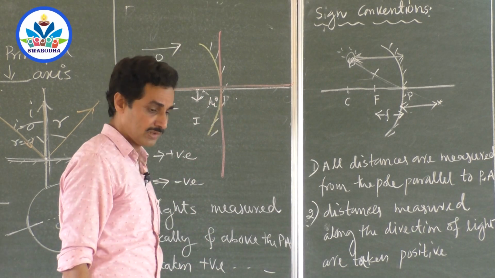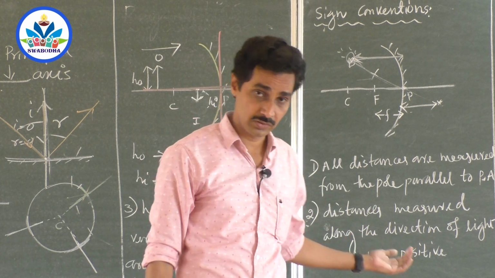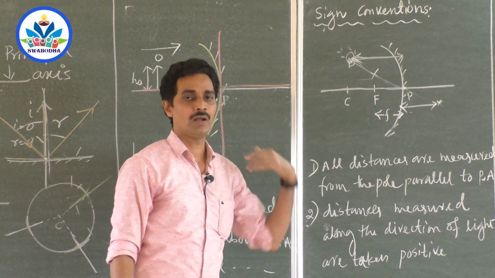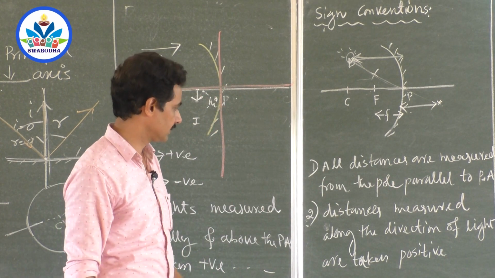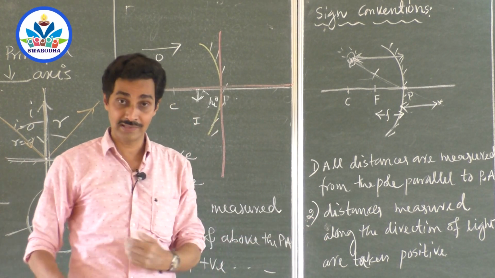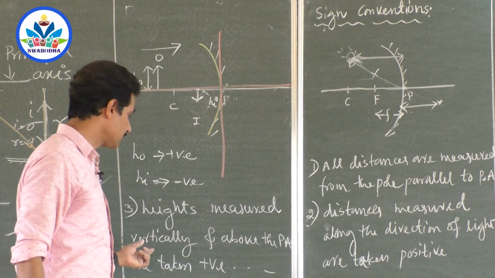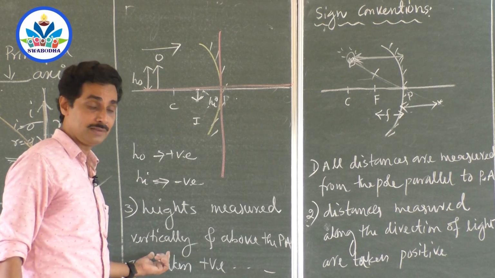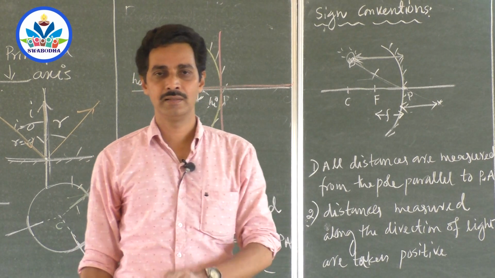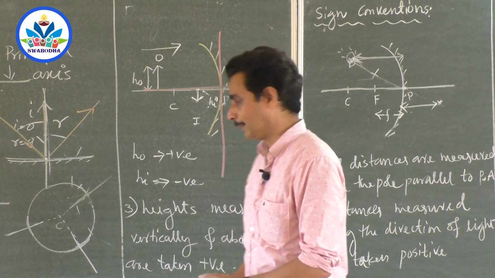So the 3 sign conventions used in reflection, we use them in refraction also. All distances are measured from the pole of the mirror along the principal axis, parallel to the principal axis. Distances measured along the direction of light are taken positive, distances measured opposite to the direction of light are taken negative, and heights measured above the principal axis vertically are taken positive, heights measured below the principal axis vertically are taken negative. So these sign conventions we have to follow every time.